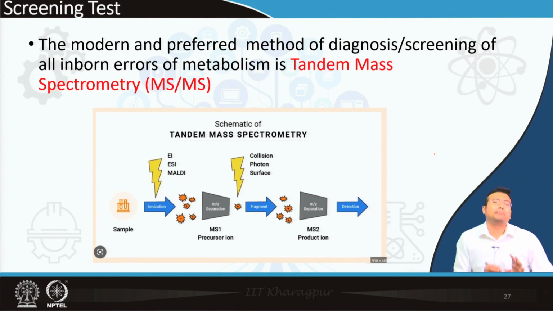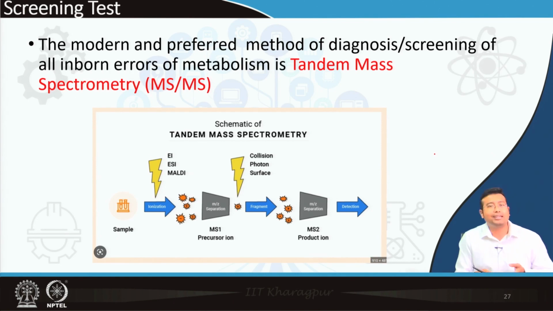So, what is the method of choice? Nowadays for all inborn errors of metabolism, if you get an MCQ, this option you should always tick, that is tandem mass spectrometry or MSMS. Any intermediate substrate or product or deficiency or metabolite needs to be diagnosed. In this case we are trying to diagnose the phenylalanine level, which is done by MSMS or tandem mass spectrometry.